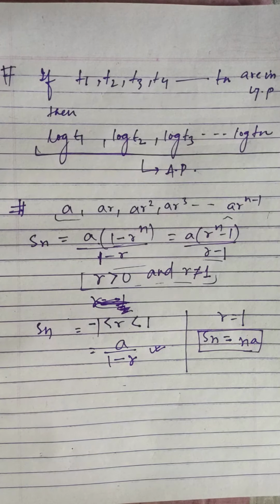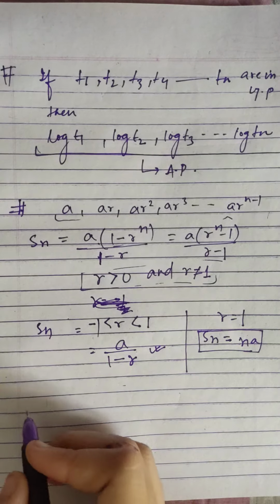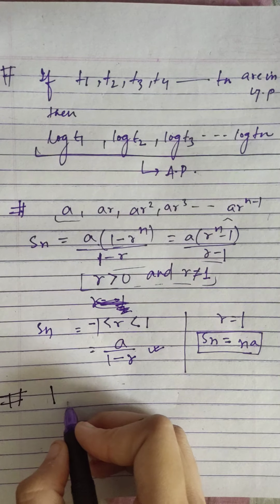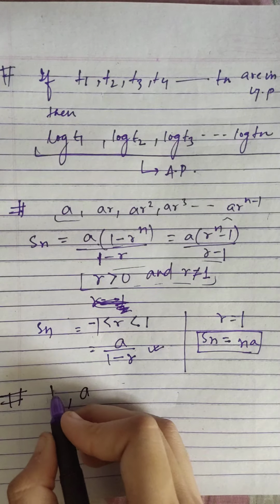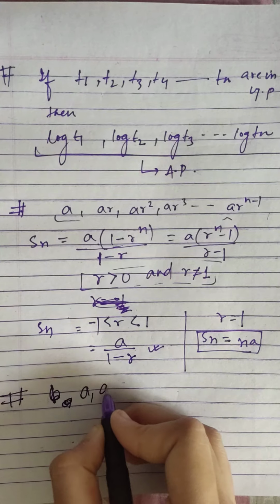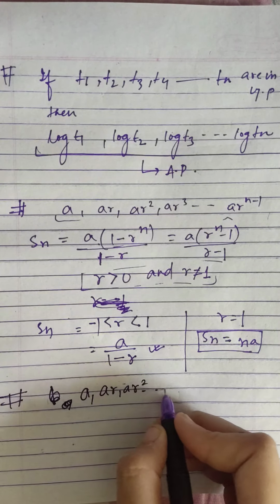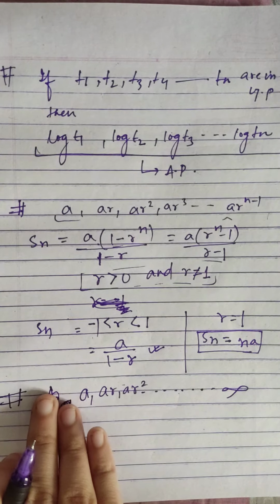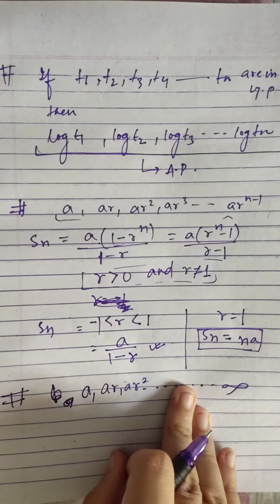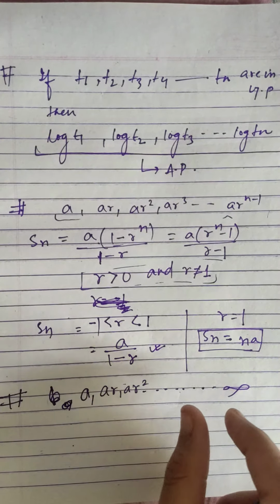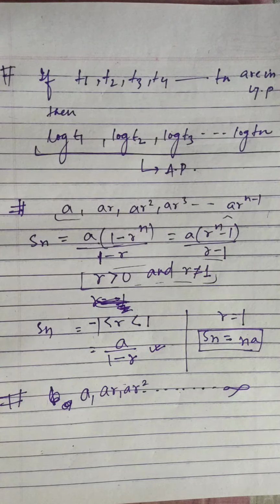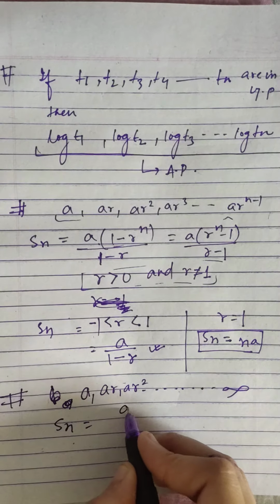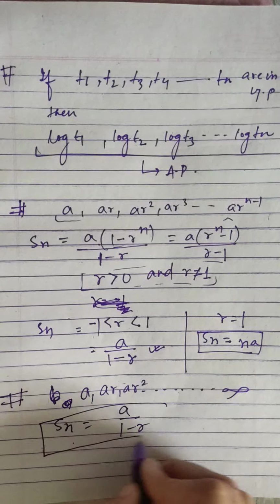Okay, so sometimes a GP is given like this: A, AR, AR square, and we don't have any finite term. It is written up to infinity, meaning it is not going to stop at any term. It is going to continue on up to infinity. So in this case, your Sn is going to be A upon 1 minus R.